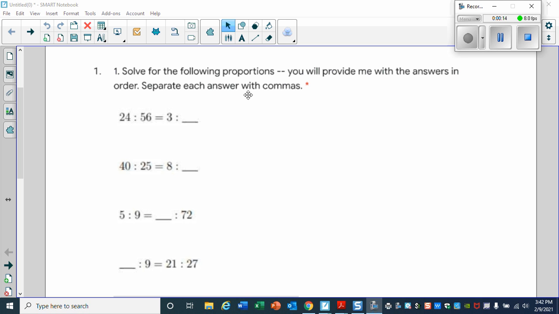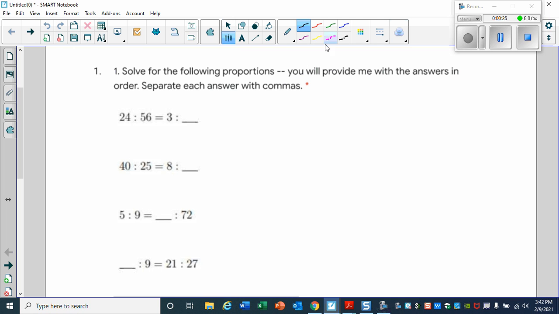Now, what we're going to do, I'm just going to give you clues as to how you set up your problems before solving for the solution. So for problem 1, look at your first ratio, 24 over 56, or 24 to 56. That's what the colon represents. Now, if you want to set it up as a fraction, you take your first number, 24, put it on top. Take your second number, 56, place it on the bottom.